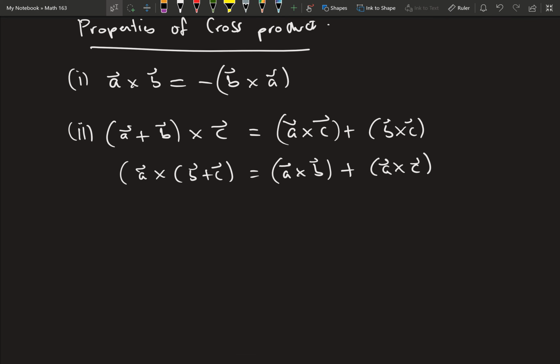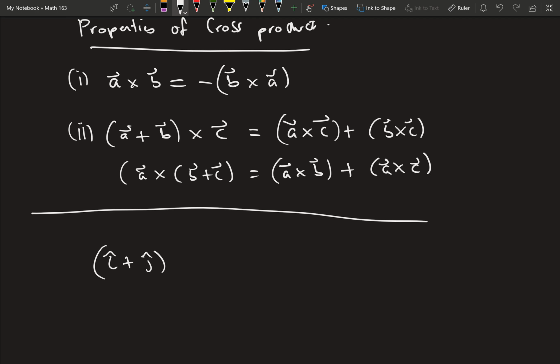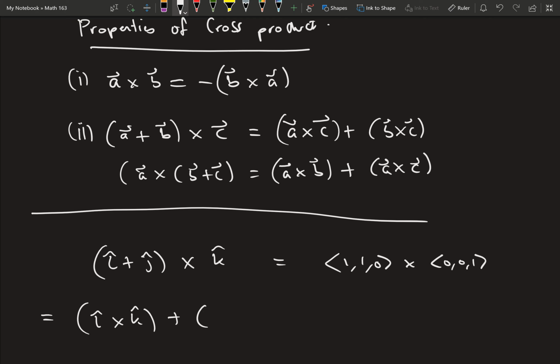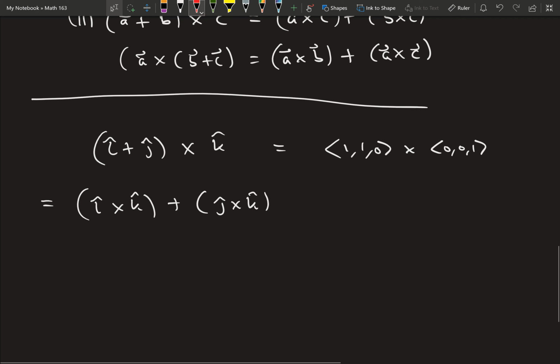So for example, I'll do more properties in just a second, but if we had, say, i plus j cross k, right? If you had to write it in coordinates, this would be the vector 1, 1, 0 cross 0, 0, 1. You could do this using these two properties. You could say, okay, well, this is i cross k plus j cross k.